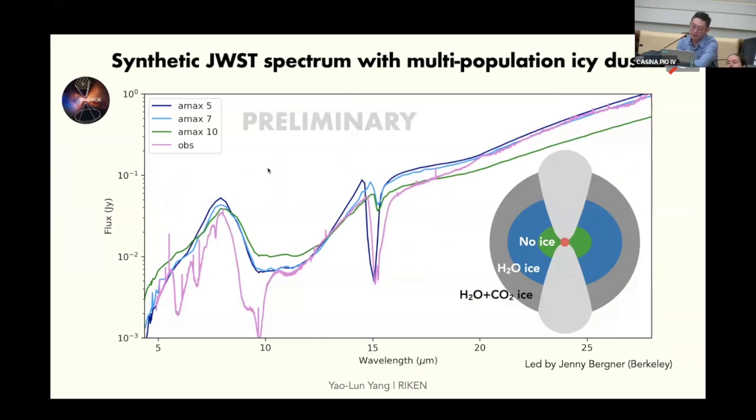This also shows that we can dig into the effect of different properties. Here, 3 different models vary the maximum dust grain size. We can see they have a pretty significant difference in the 15 micron CO2 ice feature.